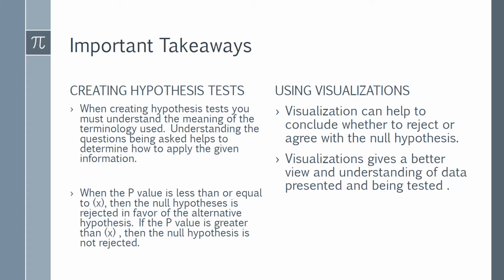Another takeaway is when the p-value is less than or equal to x, which is usually 0.0001, then the null hypothesis is rejected in favor of the alternative hypothesis. If the p-value is greater than x, then the null hypothesis is not rejected.